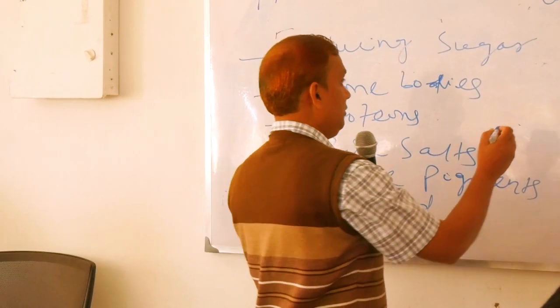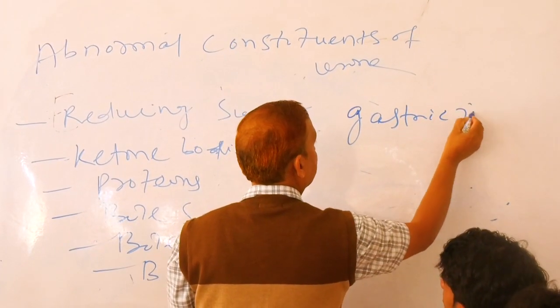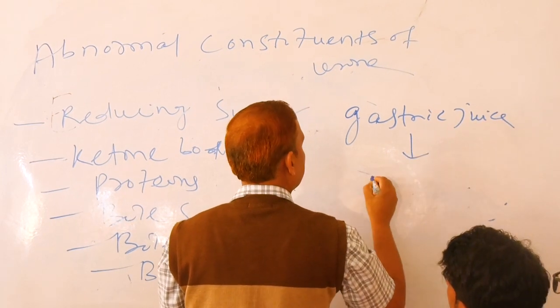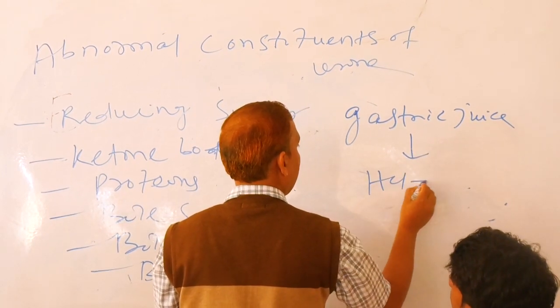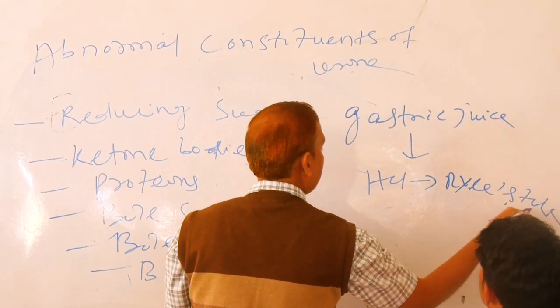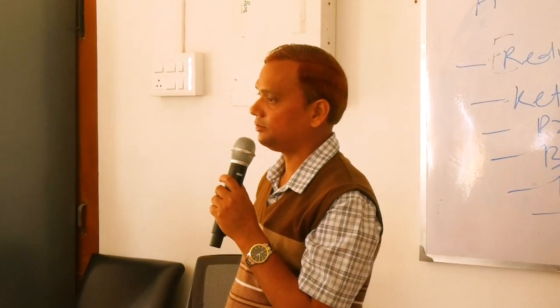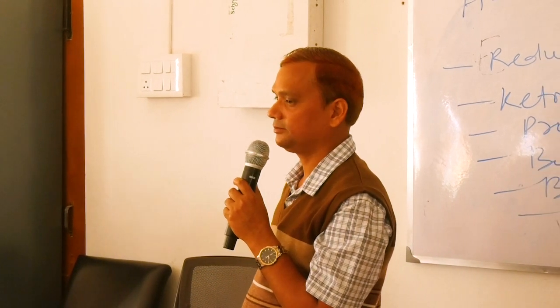Regarding your gastric juice, what test will we do and for what? Gastric juice? HCl, so we collect it from the Ryle's tube. Okay.